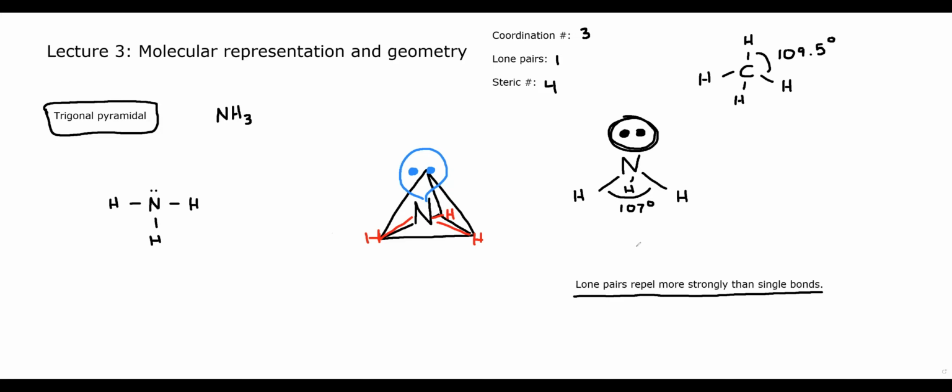So there's trigonal pyramidal. We have 3 bonds with 1 lone pair. That gives us a steric number of 4. This is going to give us a trigonal pyramidal structure or geometry.